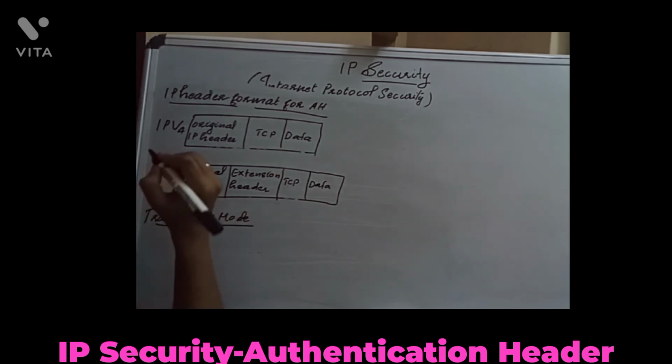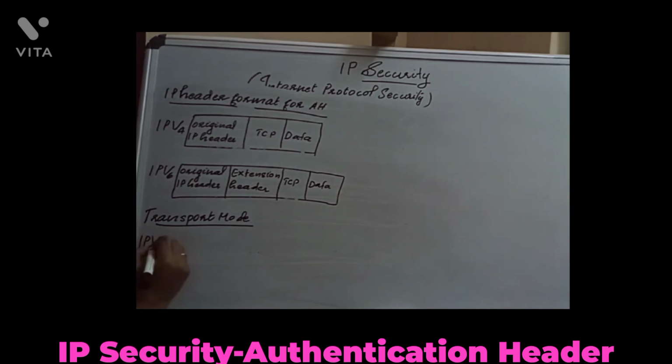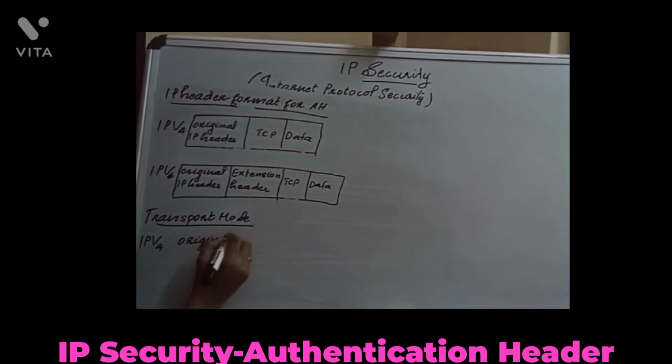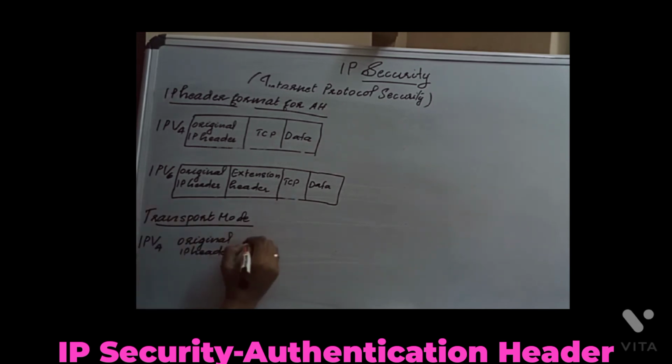AH is implemented in transport mode. Let's see what the packet format is in transport mode. First, taking the case of IP version 4: original IP header, then include AH here, TCP, data.